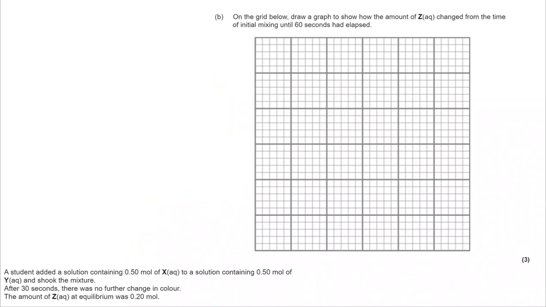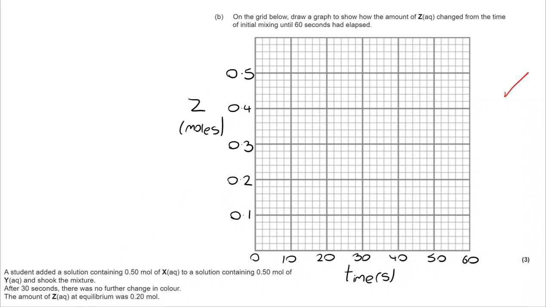For the next question, we have got a graph to be drawn to show how the amount of Z changed from time of initial mixing until 60 seconds had elapsed. If we take a look through, you're going to get 1 mark for putting on all of the units, the labels, and the figures in a suitable scale. You should be using more than half of the space provided. Now, from there, you're going to get a mark for the fact that after 30 seconds, there was no change in colour. That tells us there was no change in concentration. So we're getting this curve that flattens at 0.2.